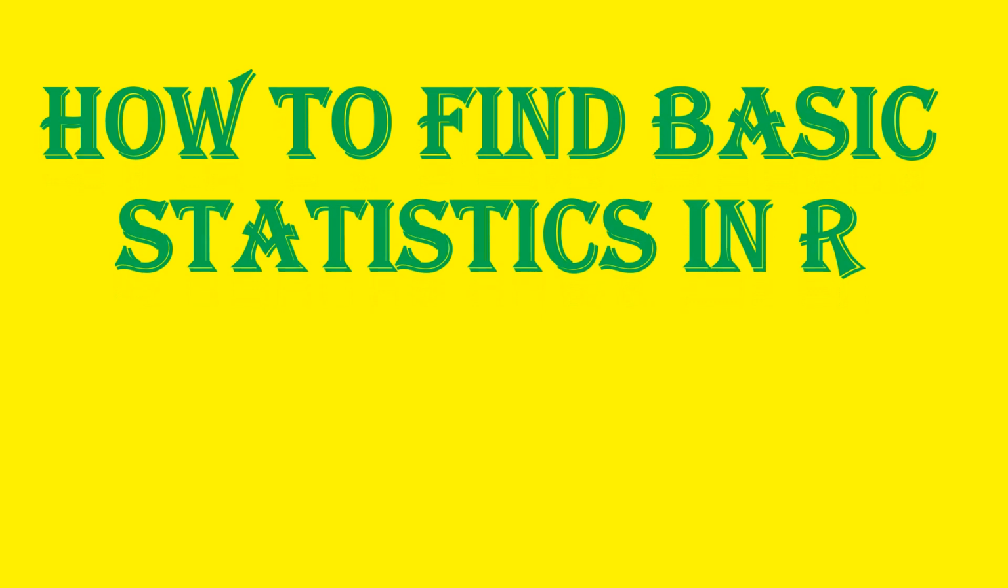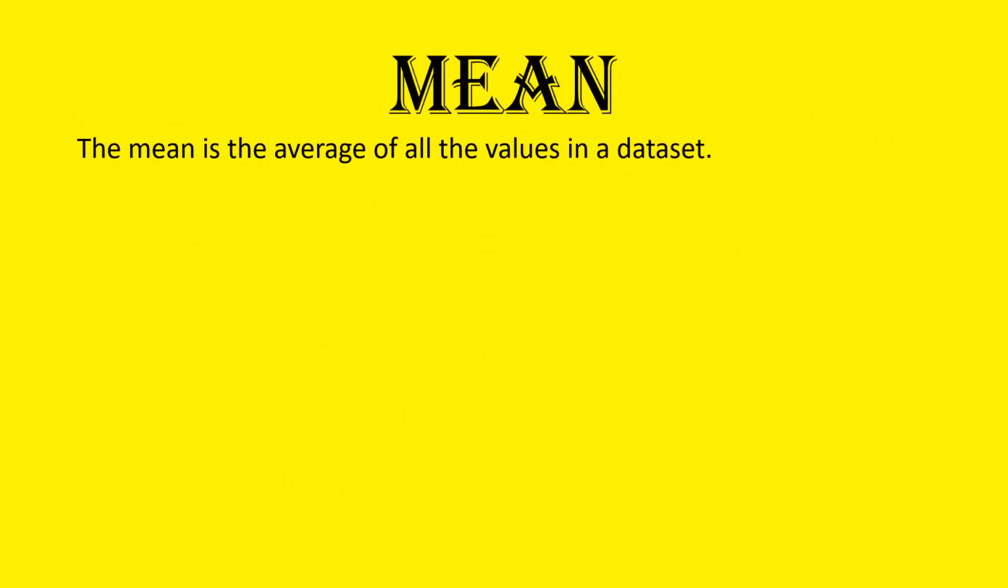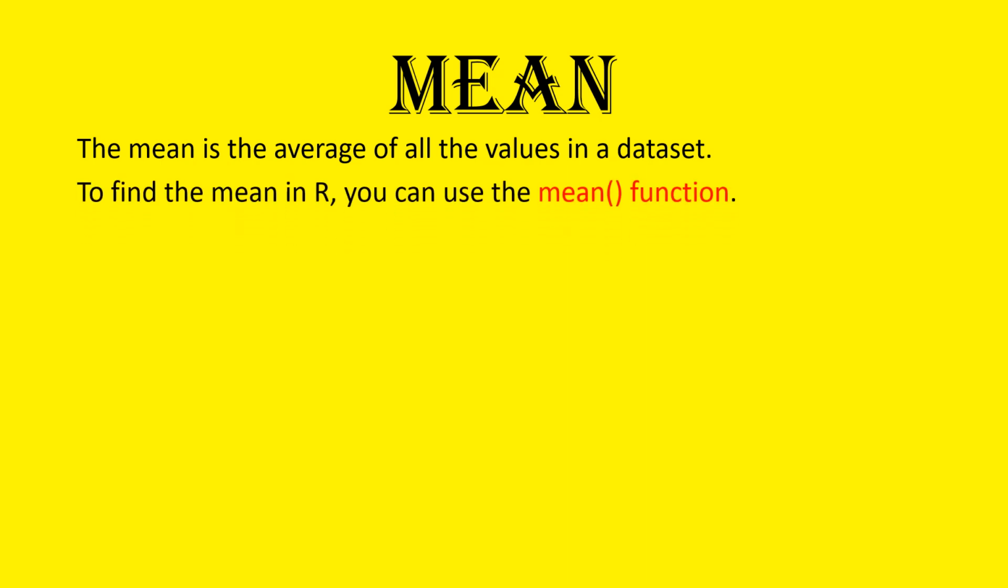Today we will learn how to find basic statistics in R like mean, median, mode and the other measures of central tendency in just 2 minutes. So let's start with mean. The mean is the average of all the values in a data set. To find mean in R, you can use the mean function.